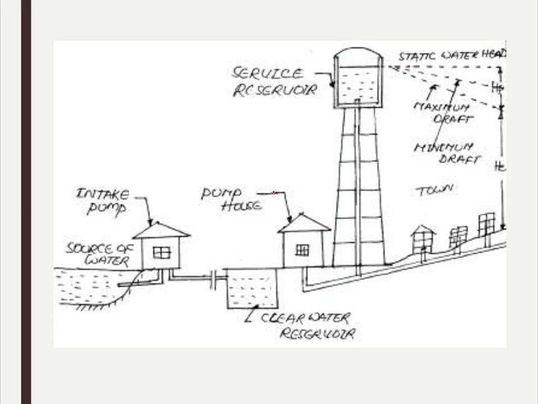Here we can see that this is the source of water. From here it will go to the treatment. From the treatment it will go to the pump house or the clear water reservoir. From the reservoir it will go to the service reservoir, that is called the OHT, overhead tank. In many places we can see this overhead tank, right?